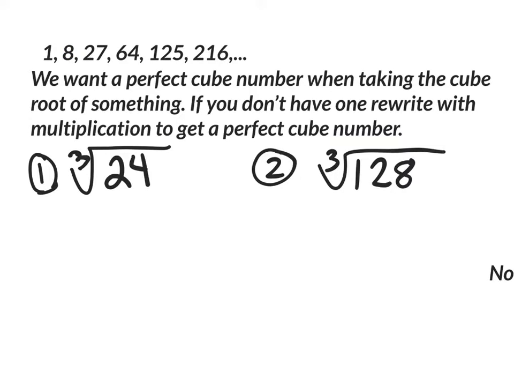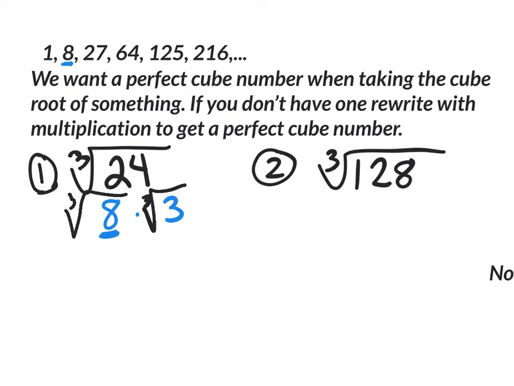You want a perfect cube number, right? Just like before, on square roots, you wanted to rewrite it with multiplication so you could get a perfect square number. Right here on cube roots, you want to rewrite it with multiplication to get a perfect cube number. So you're not going to say 12 times 2 or 4 times 6. Right here, you are going to say 8 times 3. Now, why do I want 8 especially? Because 8 is a perfect cube number. That way, when I split the root, the cube root of 8 and the cube root of 3, when I do the cube root of 8, I get a nice, beautiful answer.